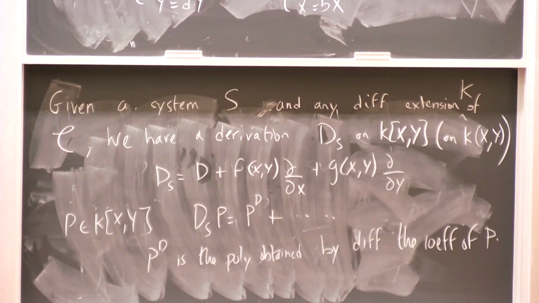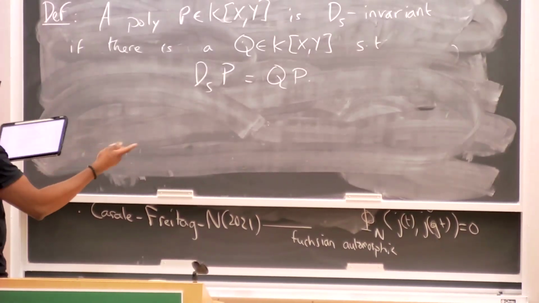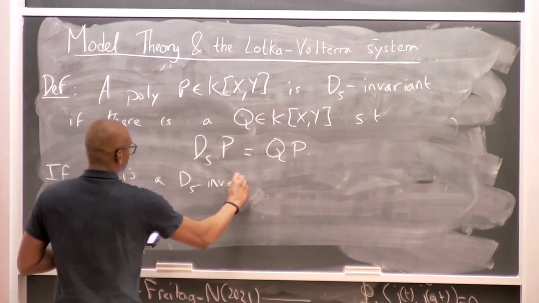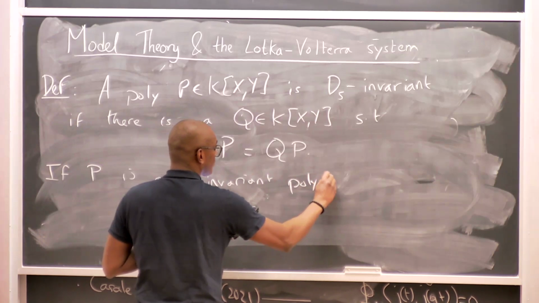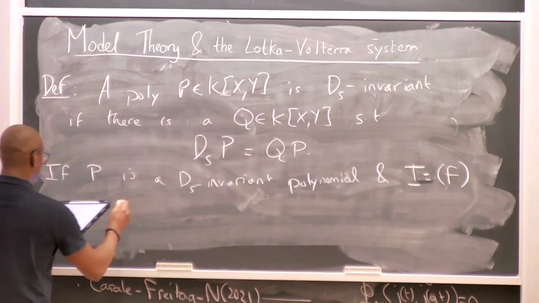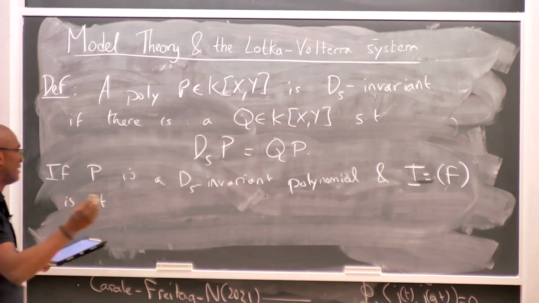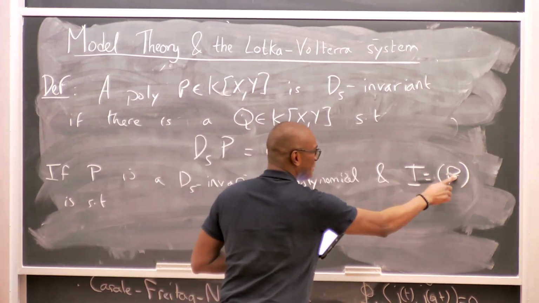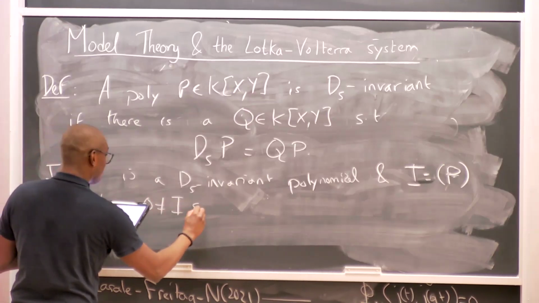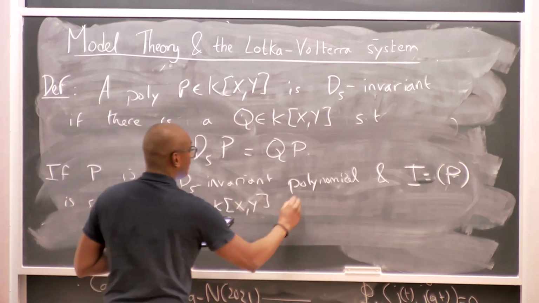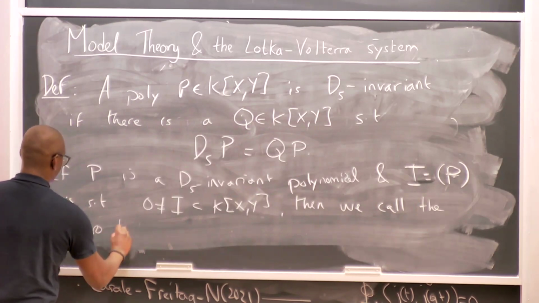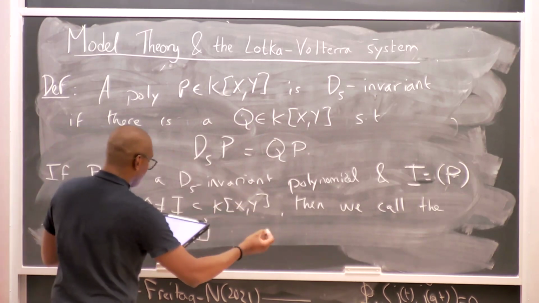So what do we consider subsystems? If P is a DS invariant polynomial, and I is the ideal generated by P, such that it's not the zero ideal, and it's properly contained in K[x,y], then we call the zero locus V(I) an invariant curve.